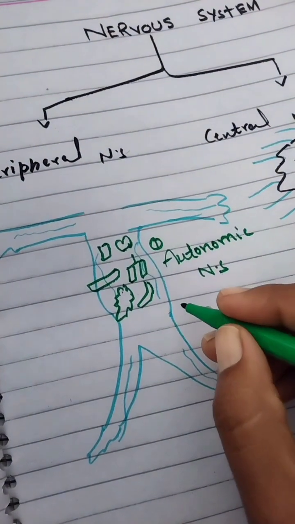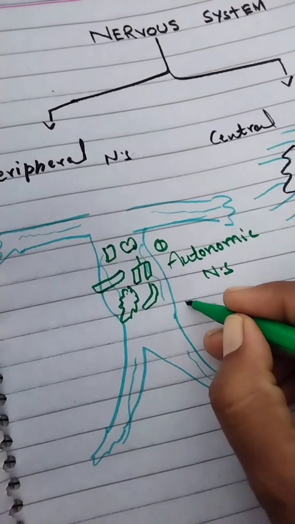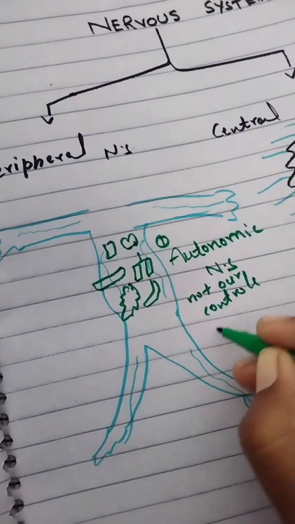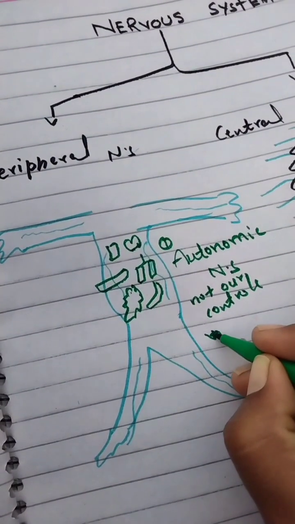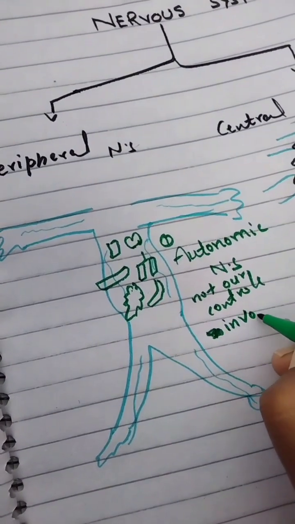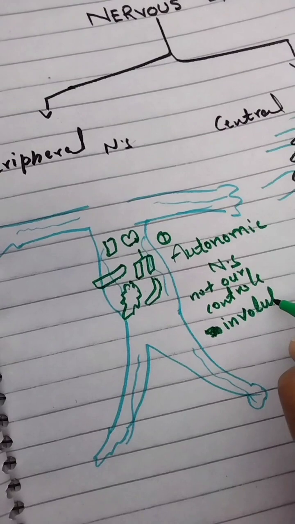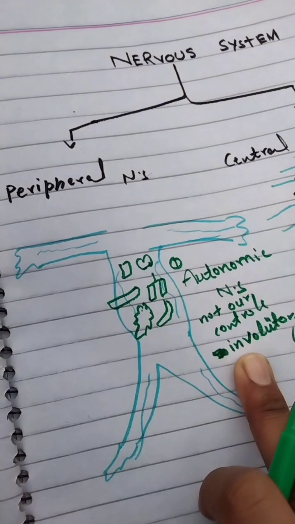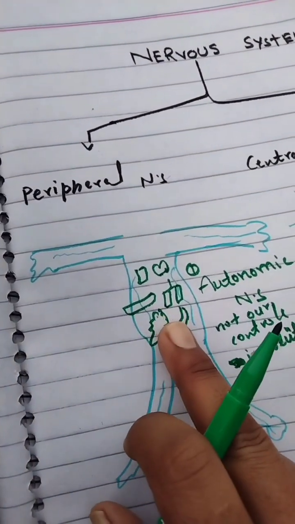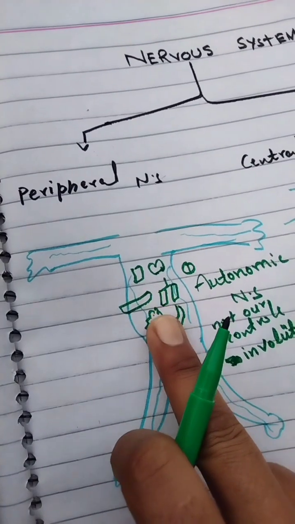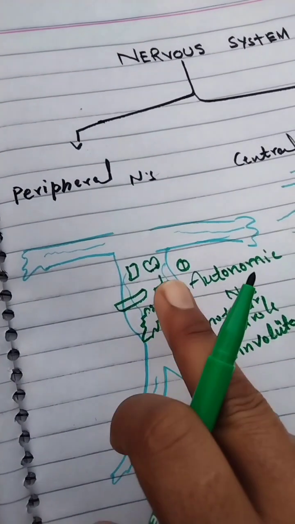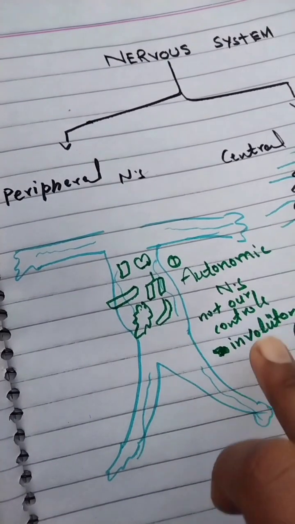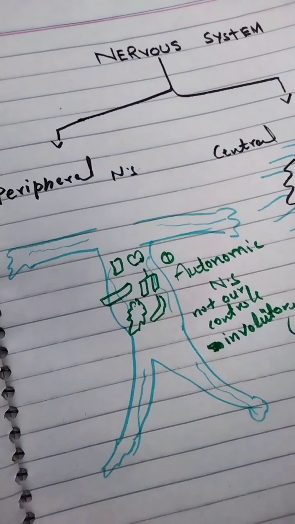We name this involuntary, not in our control. The autonomic nervous system controls that visceral organ function. The visceral organ function is under the control of our autonomic nervous system, and that is not in our control.